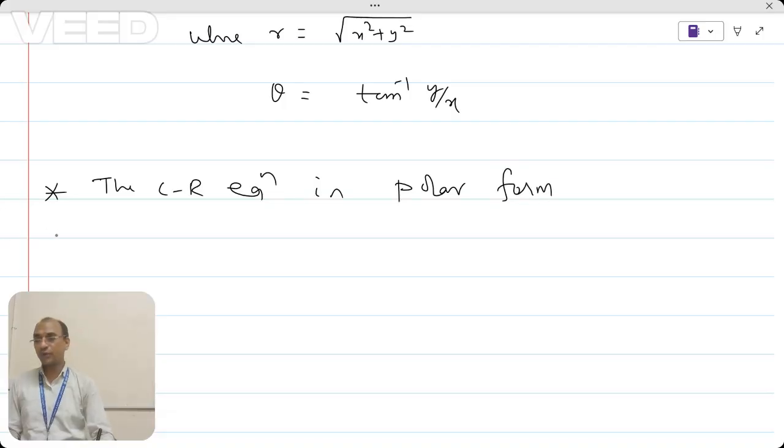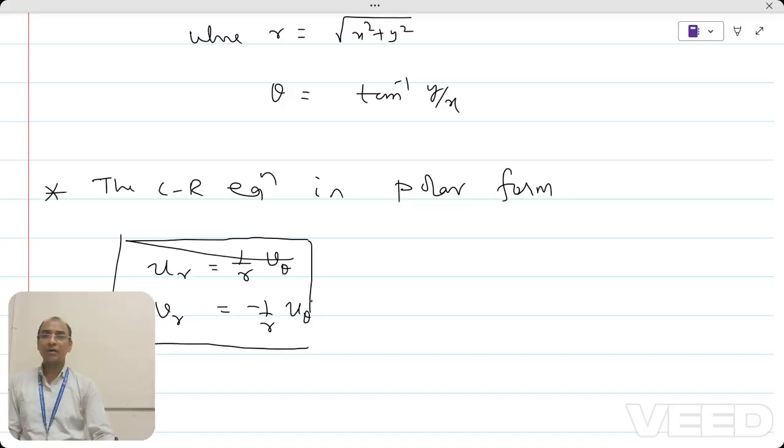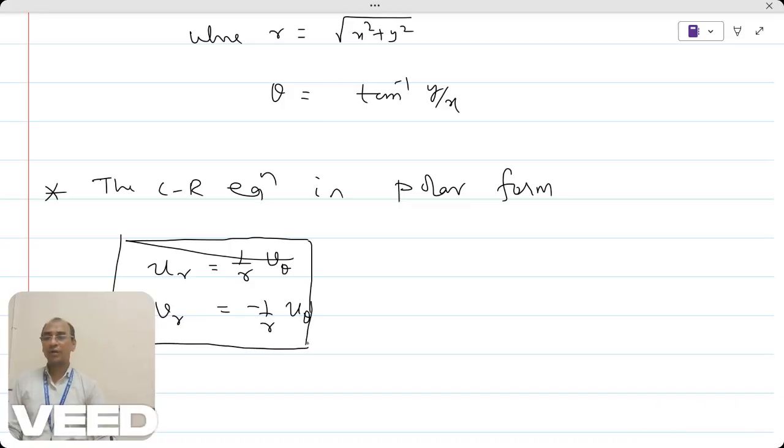The CR equation in polar form will be given as: the derivative of u with respect to r is equal to 1 by r into v theta. This is the first equation. And the second one will be: the derivative of v with respect to r should be equal to minus 1 by r u theta. So this is the CR equation in the case of polar form.